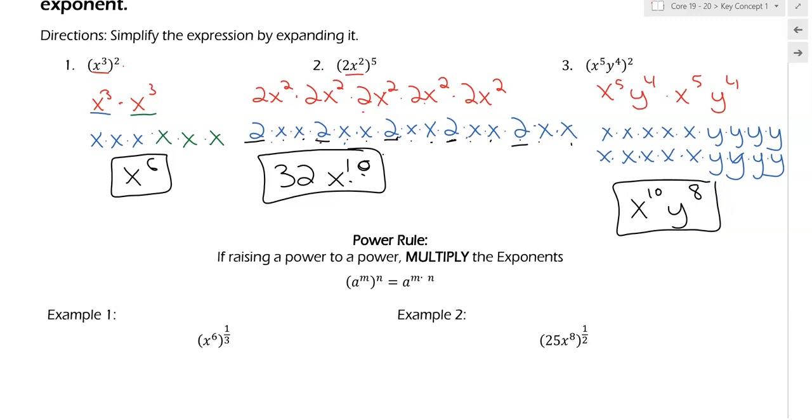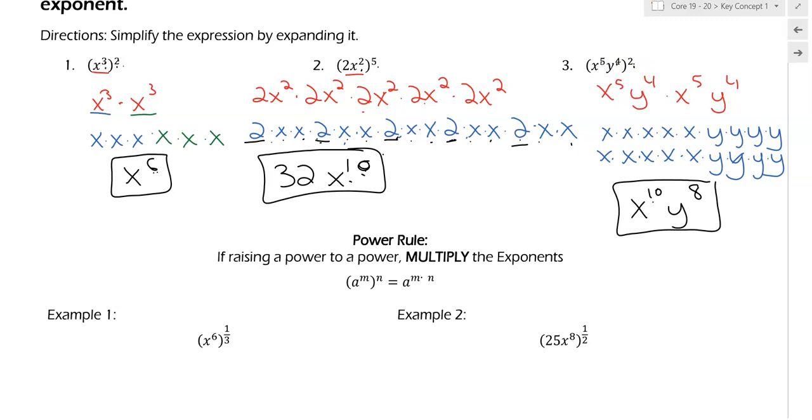So again, we're looking at this rule and thinking about what we have and what we're actually doing. Okay, if I didn't expand and I just saw 3 and 2, how do I get to 6? Well, 3 times 2 is 6. 2 times 5 is 10. 5 times 2 is 10, and 4 times 2 is 8.